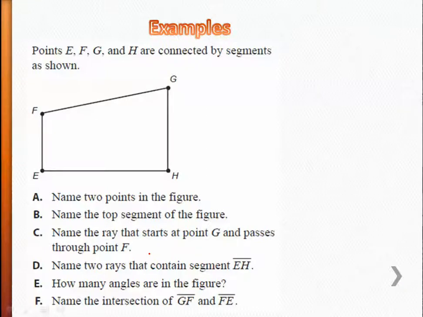Alright, part A tells us to name 2 points in the figure. And you can use any 2 of the following points. You can use E, F, G, or H. And what you also need to know is that they always have to be capitalized. Part B says name the top segment of the figure. Well, you've always got to be sure to use your symbols when you're naming things like segments, lines, and rays, etc.